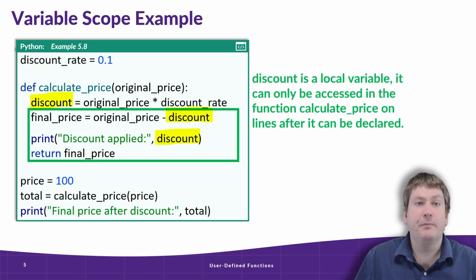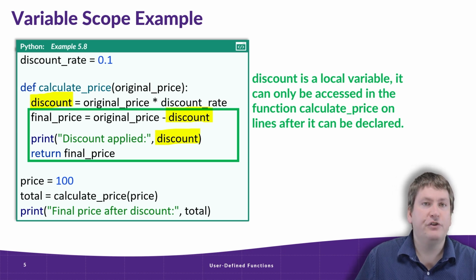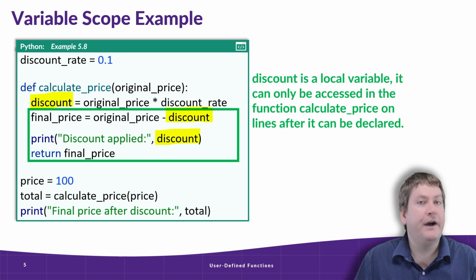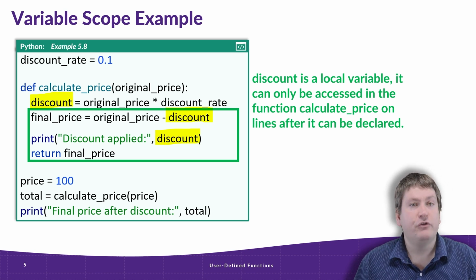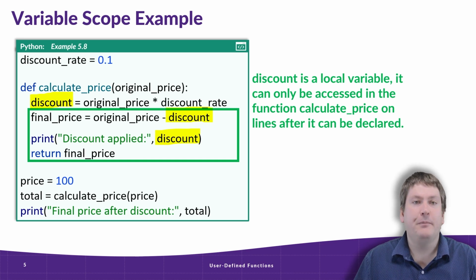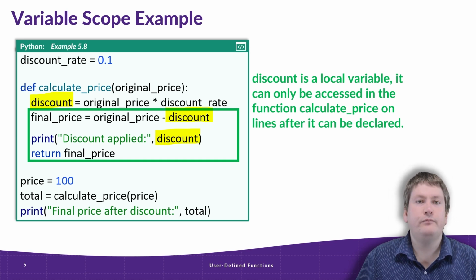Next, we have some variables that are local. These are local because they are defined within a function. Discount here is defined within the calculate price function, so that means it can only be accessed in this little box that we have drawn here, which are the lines after it's been defined, but only within the calculate price function. So local variables defined within a function can only be accessed in that function. We couldn't access discount, for example, after we've already called the function.